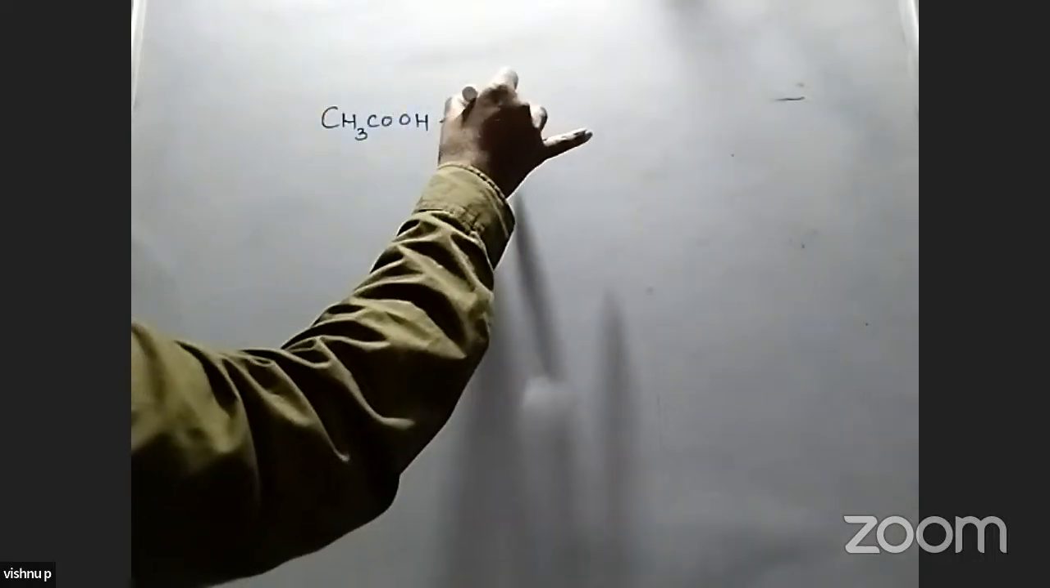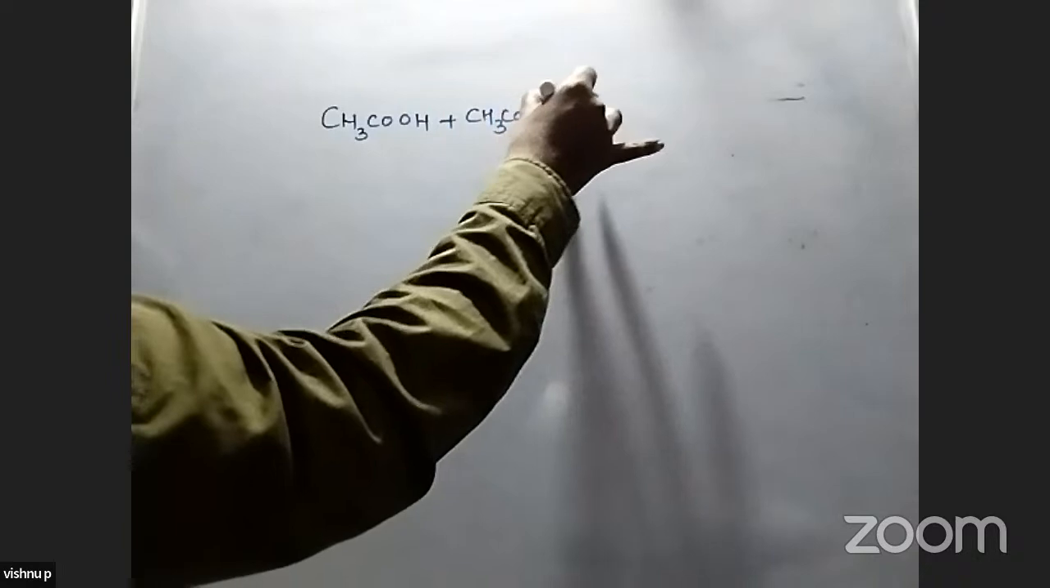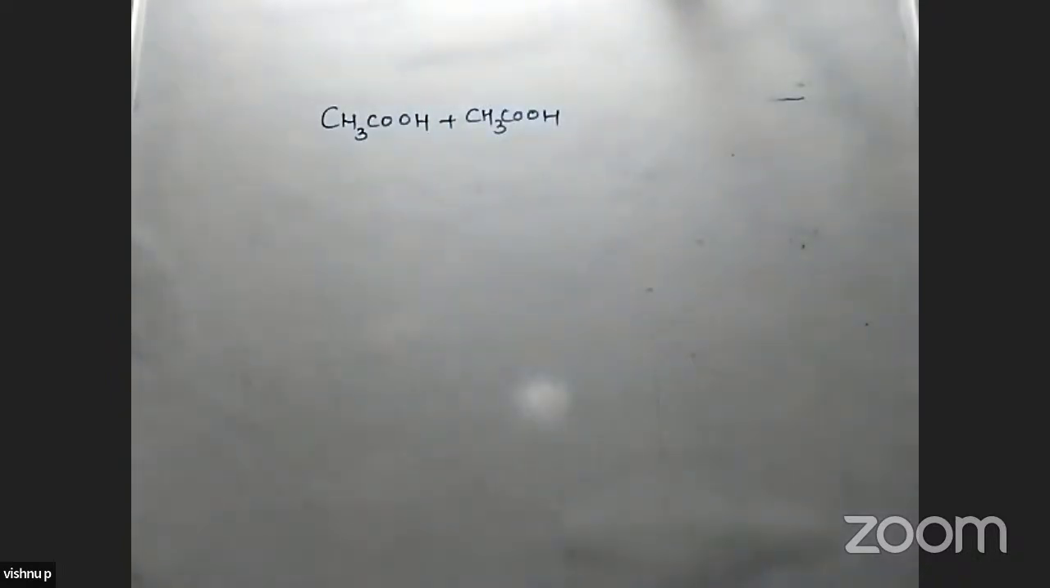Now you use the same method. Try to solve this example. If you take two molecules of CH3COOH, then find out what type of compound is formed in this reaction. What is the compound formed in this reaction? Find out.